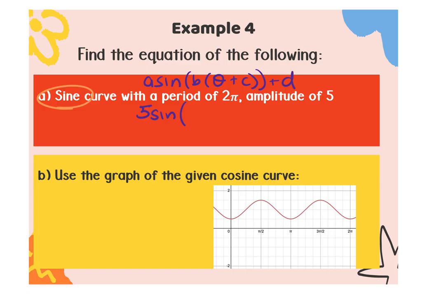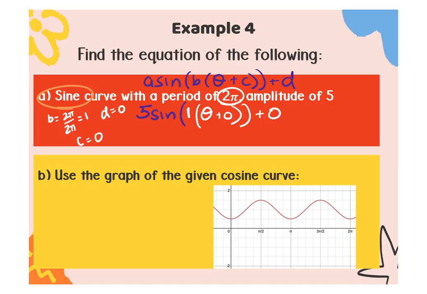Good. 2 pi over the period is B, and the period is 2 pi. Good. Which is like your parent function, right? So B is 1. I'm going to simplify this in a minute, but I'm going to keep it here for now. Is there a horizontal shift or a phase shift? No. So it would be like plus 0, and C would be 0. And is there a shift up or down? No, so my D would also be 0.